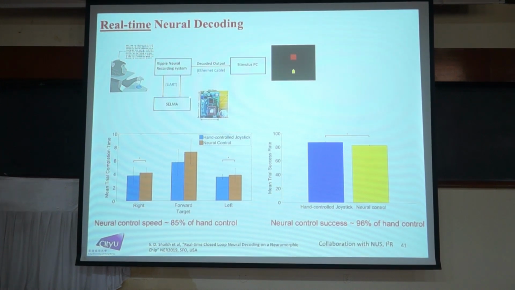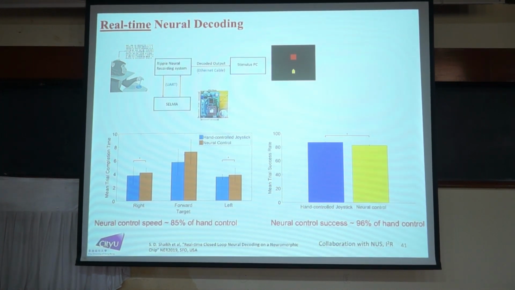This decoder was actually interfaced with a primate doing a joystick task. It's a radial out task where the monkey is moving out to different directions. The output of the decoder was used to move a cursor on the computer screen, and the monkey is getting visual feedback by looking at the movement of the cursor.